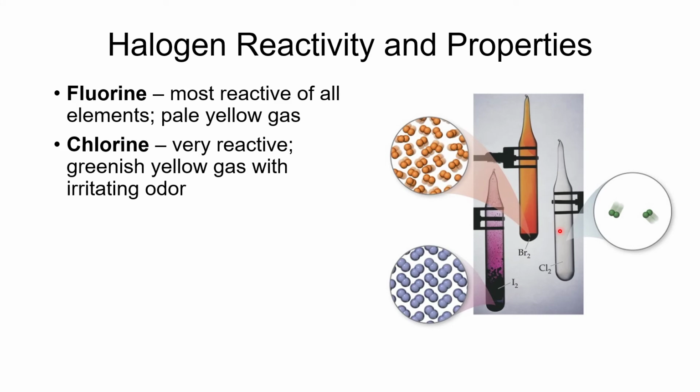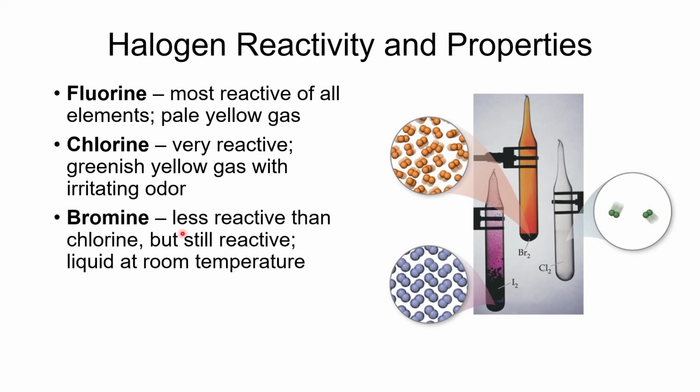Chlorine, not as reactive, but still pretty darn reactive. It is a gas, and it has a greenish yellow color to it. You can just barely see a yellow tint to the gas here because it's not very concentrated in there, but there is a yellow color to it, and it has an irritating odor. If you've ever been to the pool and somebody just chlorinated it and it has that very strong chlorine smell, well, then you know what chlorine smells like.